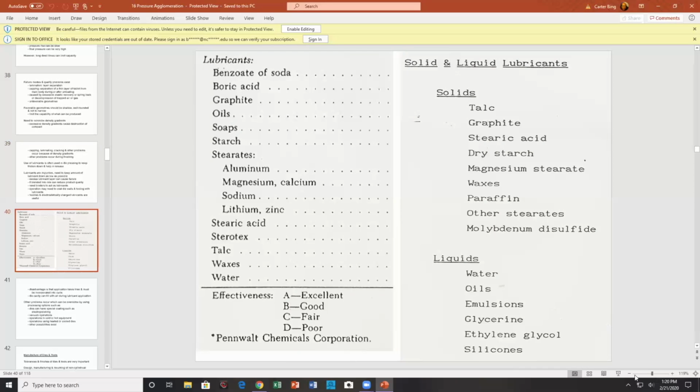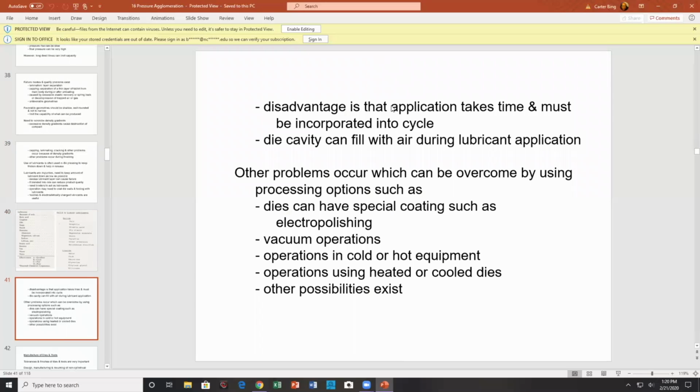So here's a list of lubricants. I don't know which one would be electrostatic. Water, being the most common binder, is also a very common lubricant, and it shorts out static charges. The disadvantage is that the application takes time and must be incorporated in the cycle. The die cavity can be filled with air during a lubricant application, and that may not be desirable.